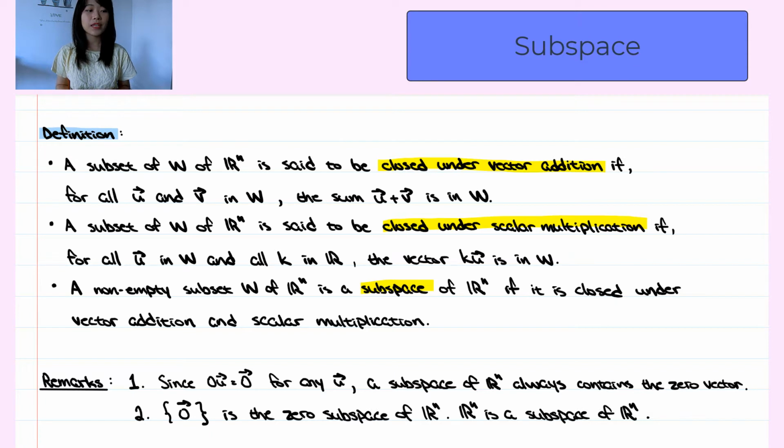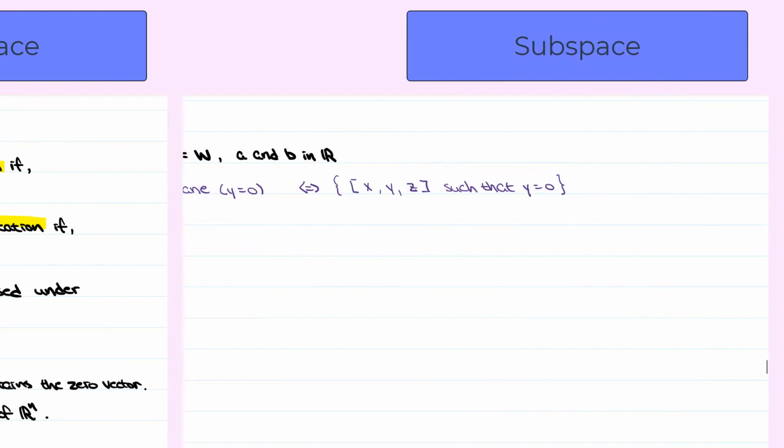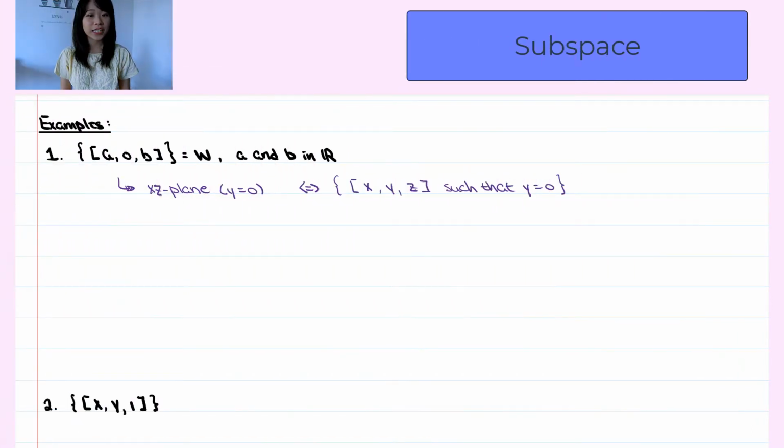Secondly, a subset that only includes the 0 vector is the 0 subspace of Rn, and Rn is also a subspace of Rn. Now let's look at four examples. We are going to determine whether the subset is a subspace.